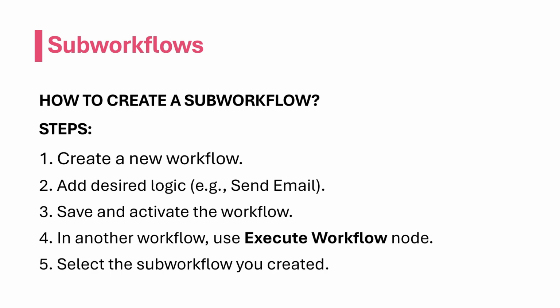Now we will look at how to create a sub workflow in n8n. The first step is to create a new workflow with the logic you want to reuse. For example, you can make one that sends an email notification. Step 2, save and activate it. Third, in your main workflow, add Execute Workflow. Select the sub workflow you created earlier, and finally, when you run the main workflow, it will automatically execute the sub workflow inside it, just like calling a function.